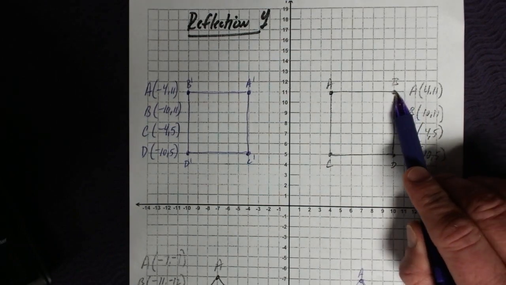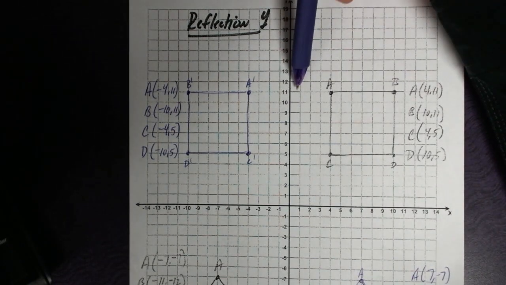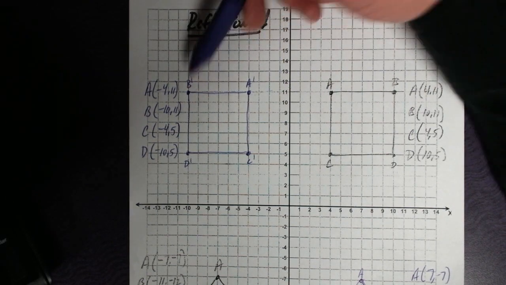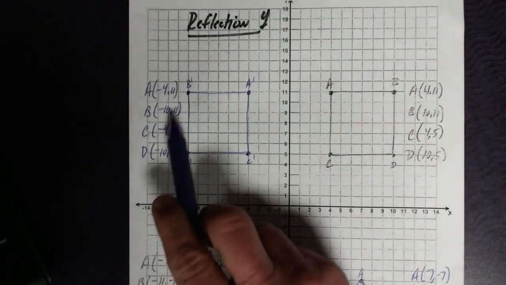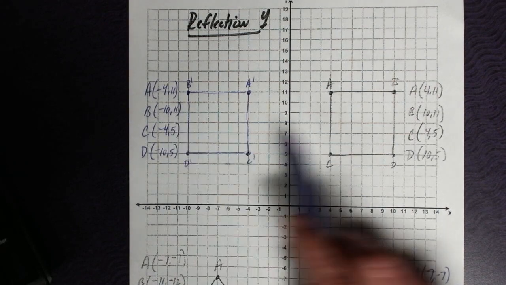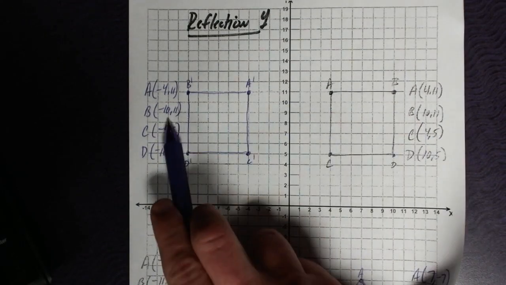is 10 spaces from the y, so it has to be 10 spaces from the y this way. So B started at positive 10, 11. It ended at negative 10, 11. Notice that the y value stayed the same and the x changed this time.